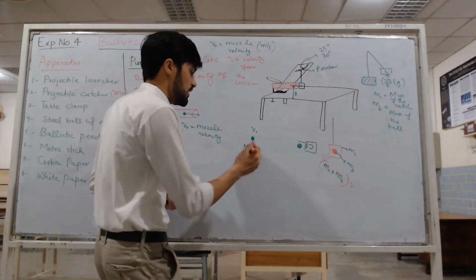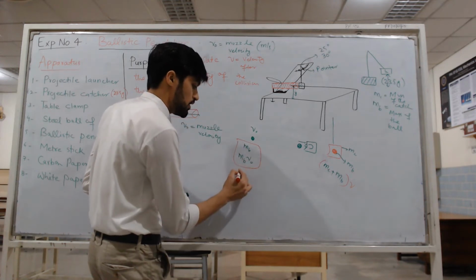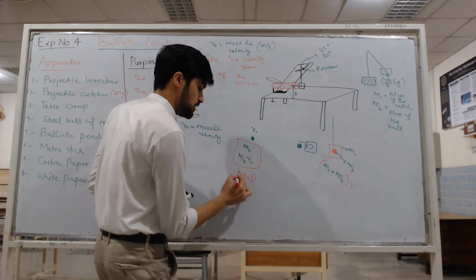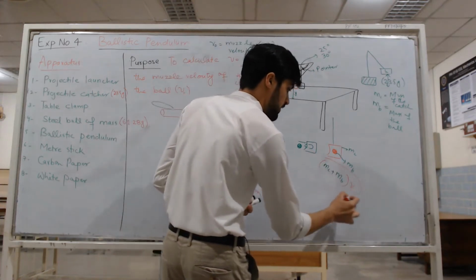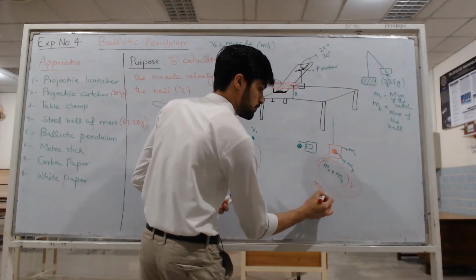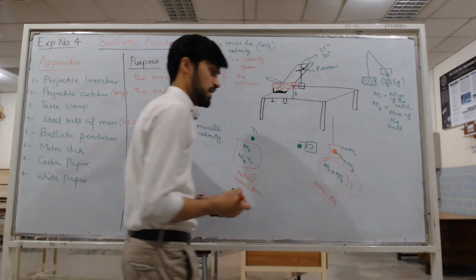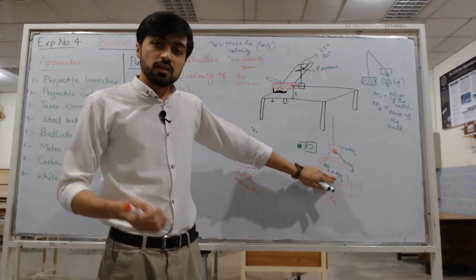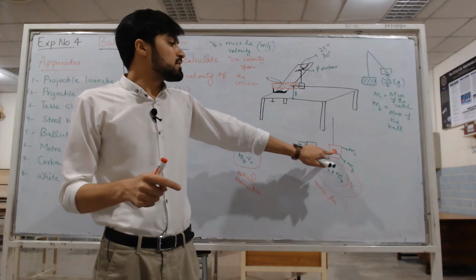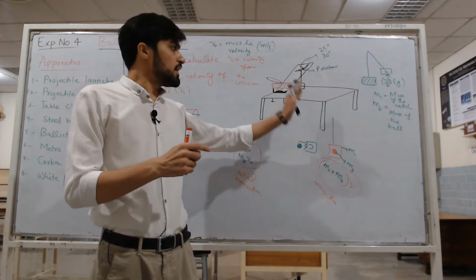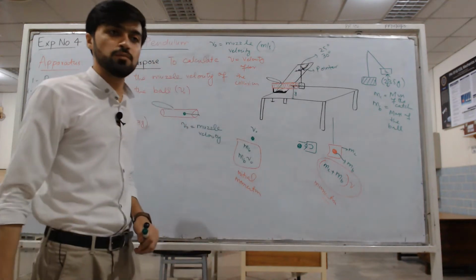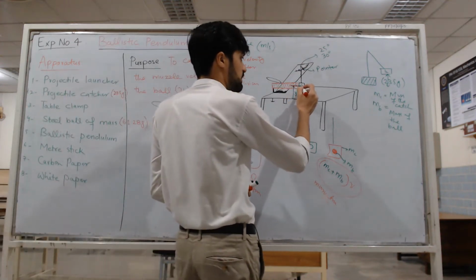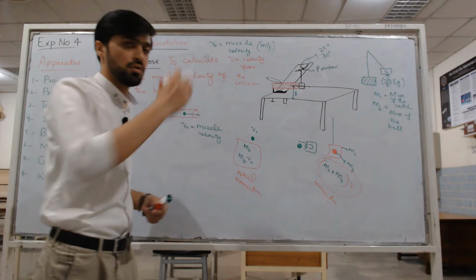So keep in mind, initially this was the momentum, the initial momentum, and this is now the final momentum. You have to include the mass of the ball when it is stuck inside the catcher, and then it will move, and when the pendulum moves, it will come back to its mean position. Let's say its mean position is here.